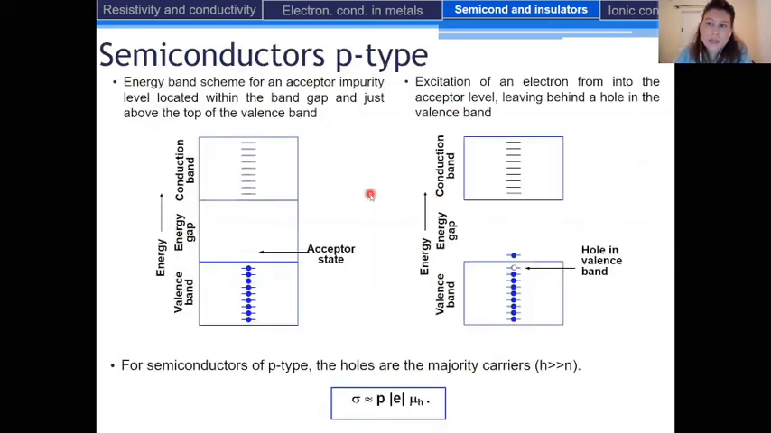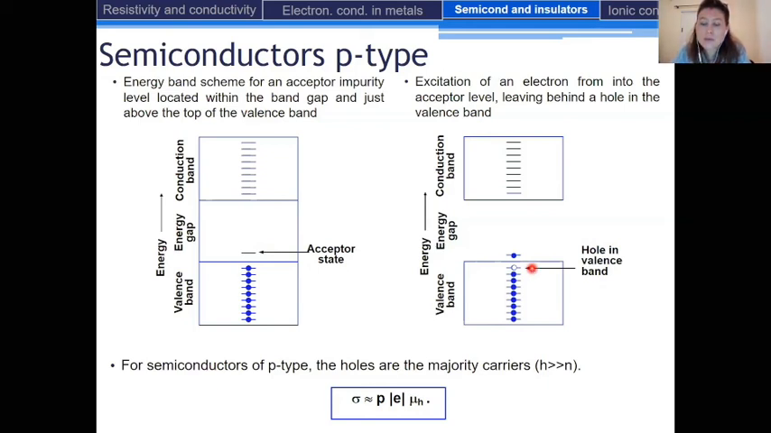If we have a look at the energy band structure in this kind of material, we have a state that is created by this doping element, that is within the energy gap, and that is close to the valence band. This acceptor state is right above the top of the valence band, and by thermal energy this valence electron can move to this acceptor state, and it creates a hole in the valence band.